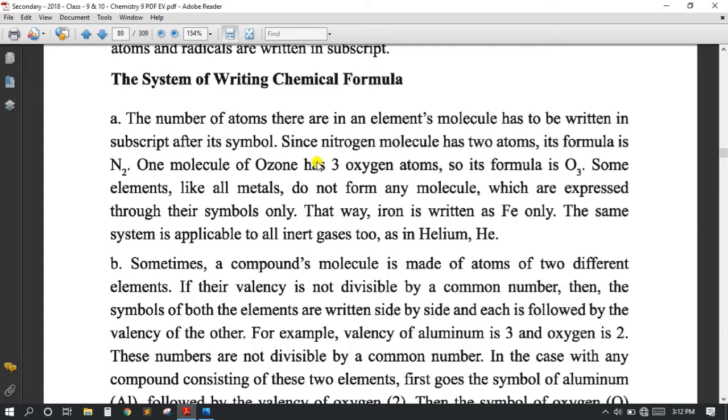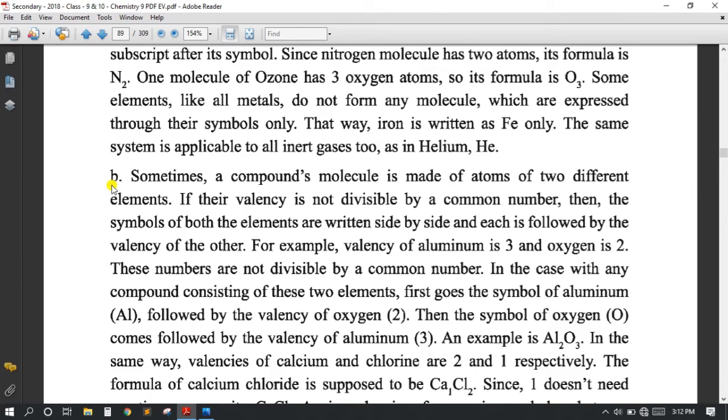Here the formula is given. Suppose I want to write ozone, O3, so I have to write the number of atoms at the subscript, that means below that symbol at the right side. This is given here. And if any formula doesn't have more than one atom, then we should write only the symbol, like helium, He, an inert gas.